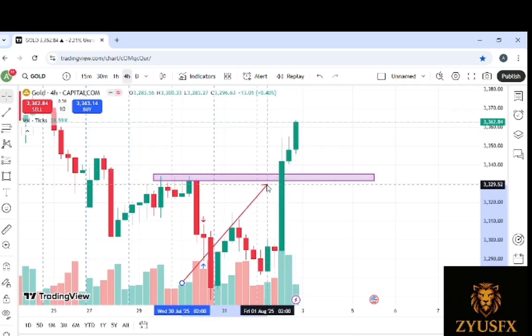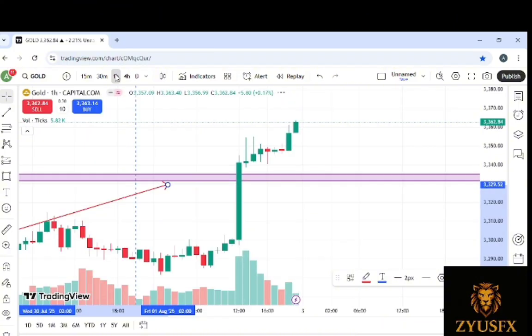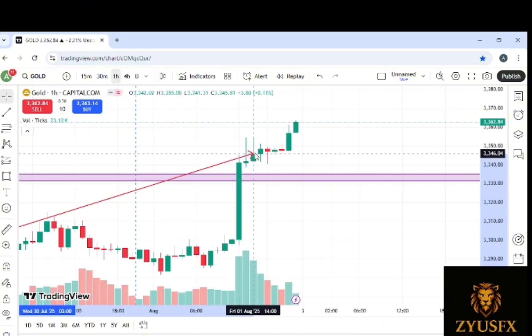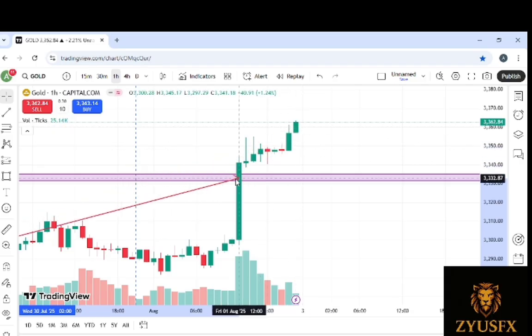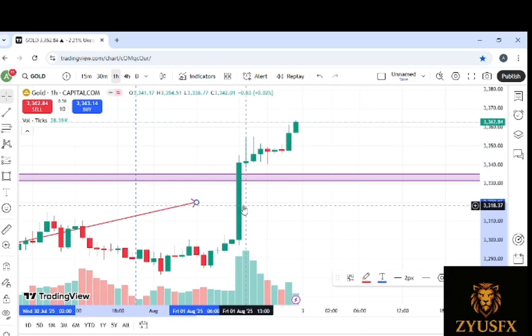So the next thing you want to do is to scale down to the lower time frame to see the behavior of candles at that level. As you can see, the trend is up. Price is making higher high, higher lows, higher high. The structure is up, so we're only focusing on buying opportunity.